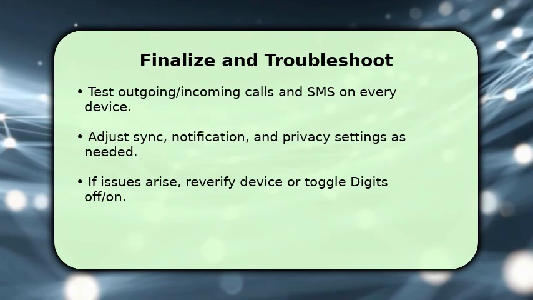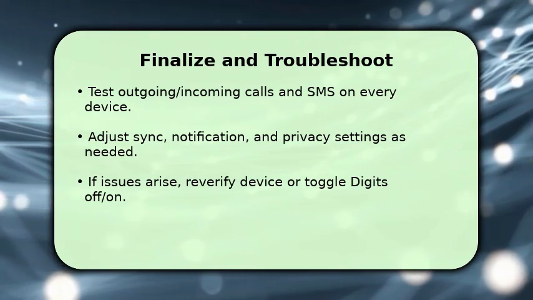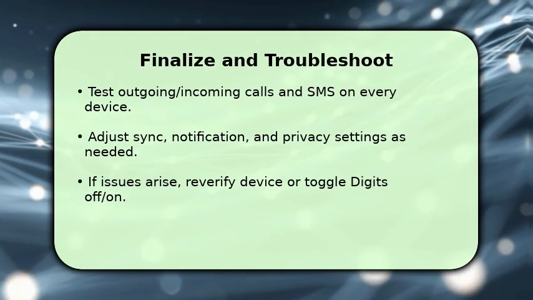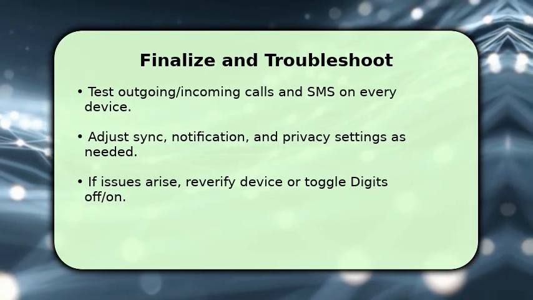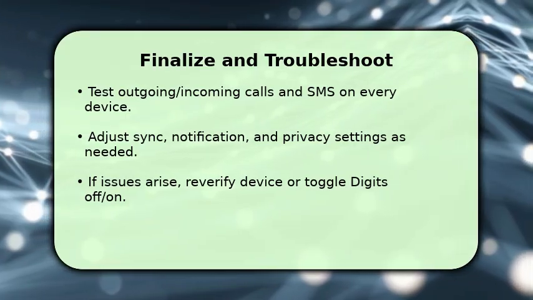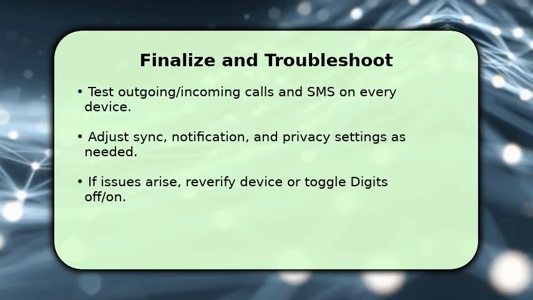To finish, test by calling and texting your new Digits number from another phone. Verify you can send and receive on each device. Make sure message sync and notification behaviors match your expectations, and adjust privacy settings or caller ID preferences accordingly.